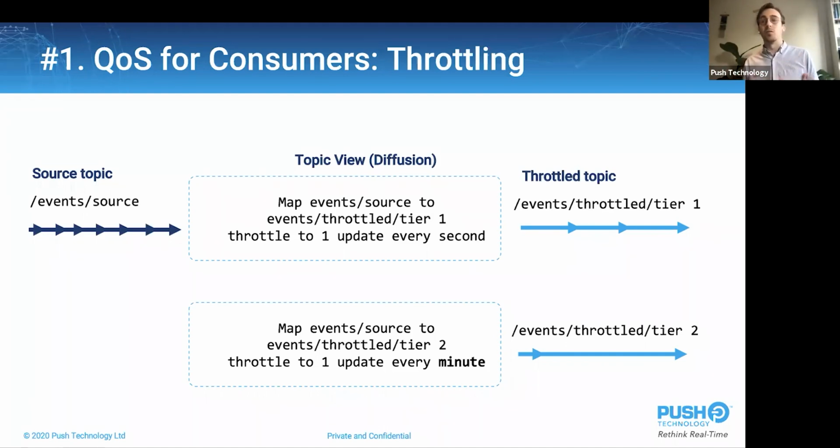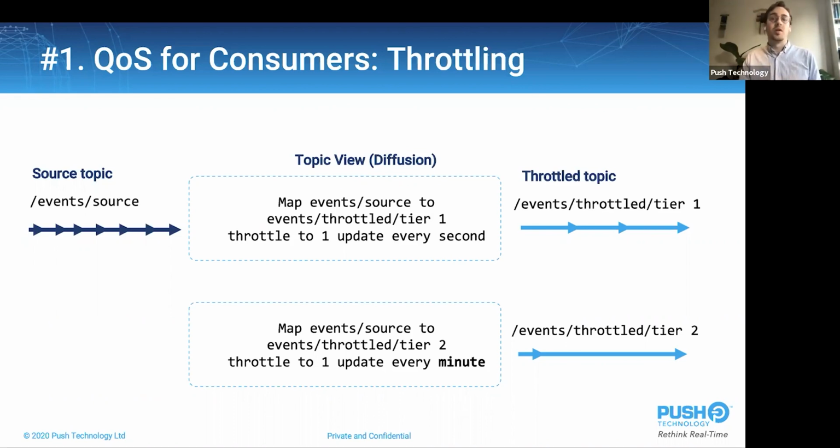And of course, you can add and remove these views however you want at any point in time. So if you need to expand your application to facilitate different tiers after you've already gone into production, that doesn't present a challenge. All you have to do is create that view, update your applications to subscribe to those lower tier topics, and away you go.